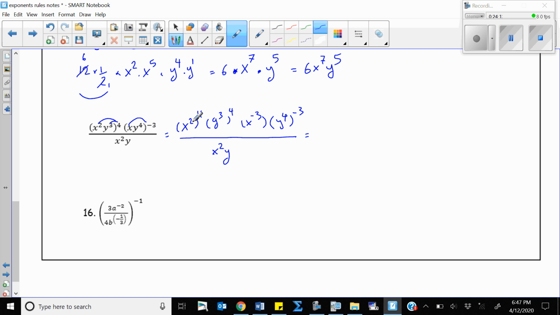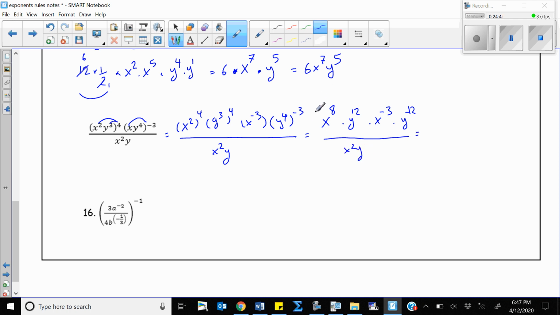Now, x to the 2 to the 4. This is power of power, so multiply the powers. Keep the base. This will be x to the power of 8. Then this will be y to the power of 3 times 4, y to the 12. X to negative 3 is just x to negative 3. And y to the power of 4 times negative 3 is y to negative 12, over x squared y.